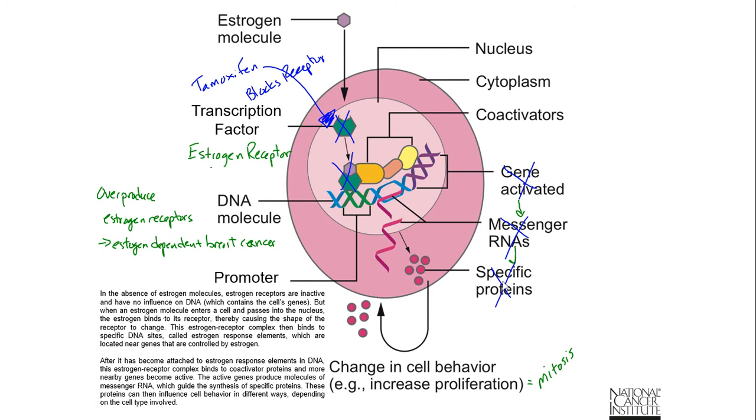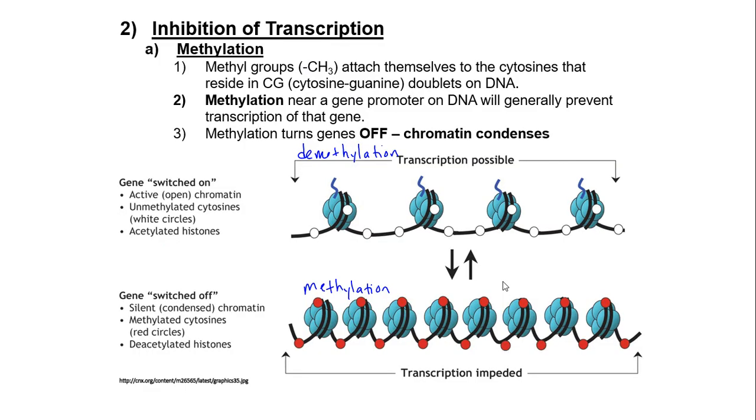Okay, estrogen is still being produced; it's just not able to bind to this particular receptor, which happens to trigger cell division. So estrogen is still working; it's just not working on this particular receptor that is changing cell behavior, such as cell proliferation. Okay. All right. Now we can also inhibit transcription.